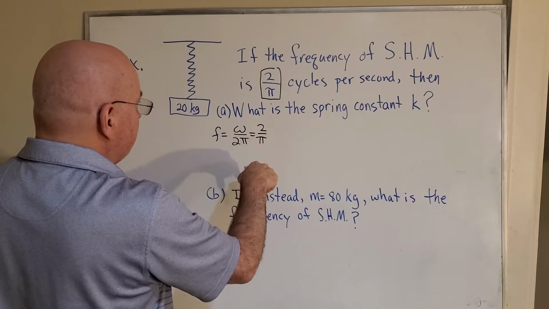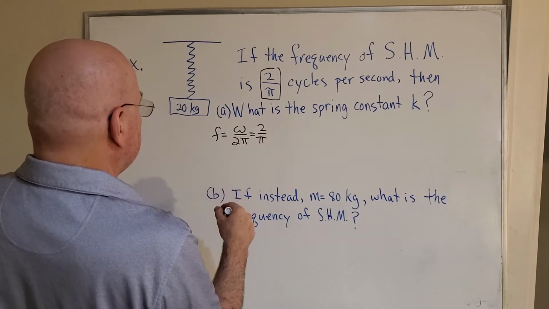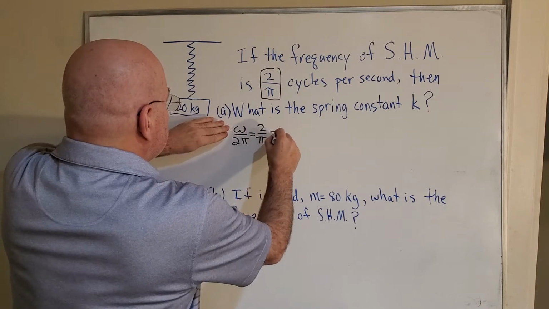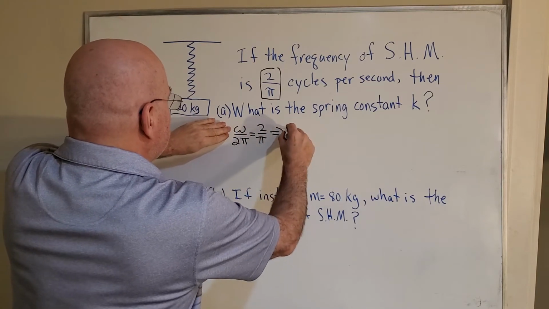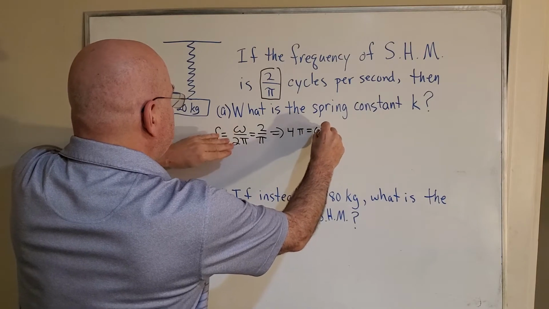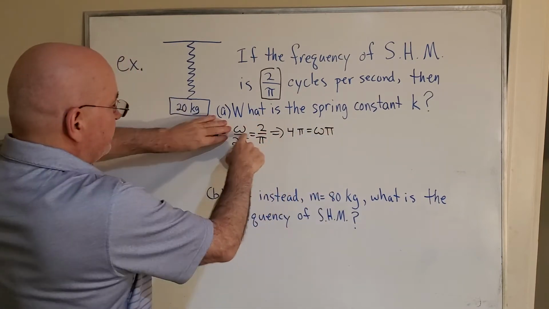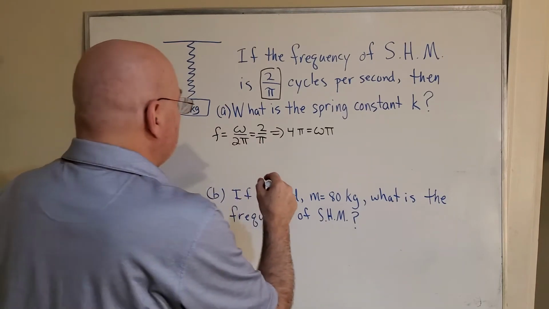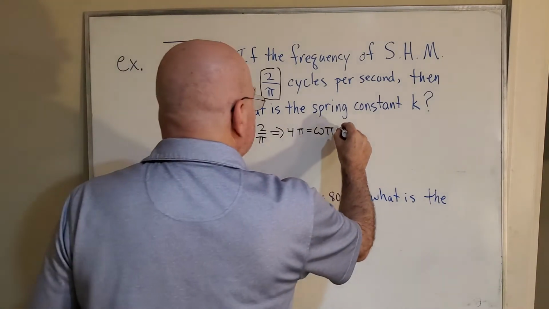We could cancel out the pi's. We could, let's see, omega over 2 pi equals that. So if we just cross multiply, we get 4 pi equals omega pi, right? If those fractions are equal, the cross products are equal. So we get omega equals 4.